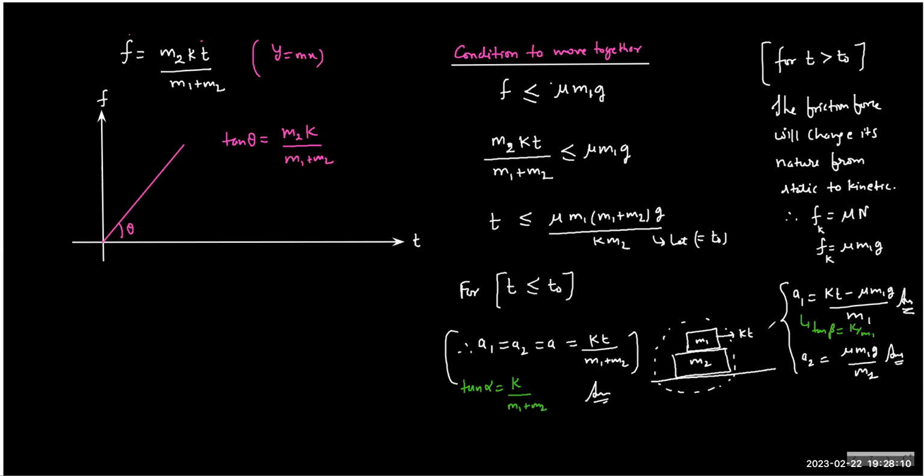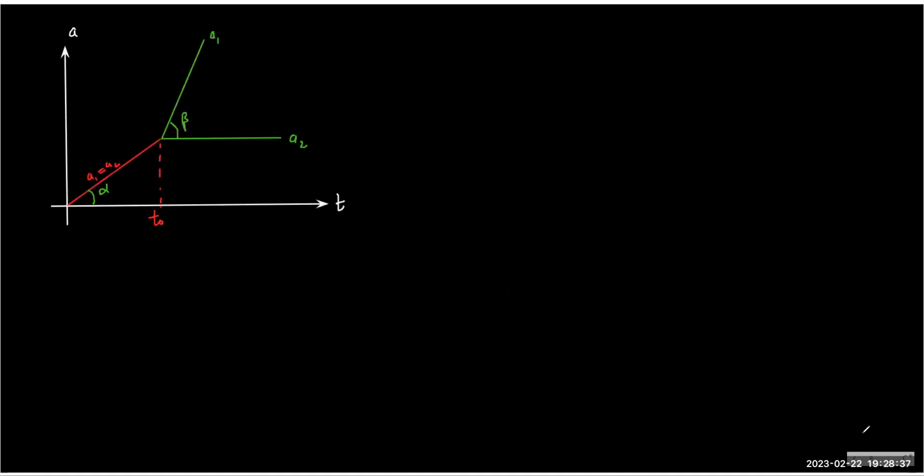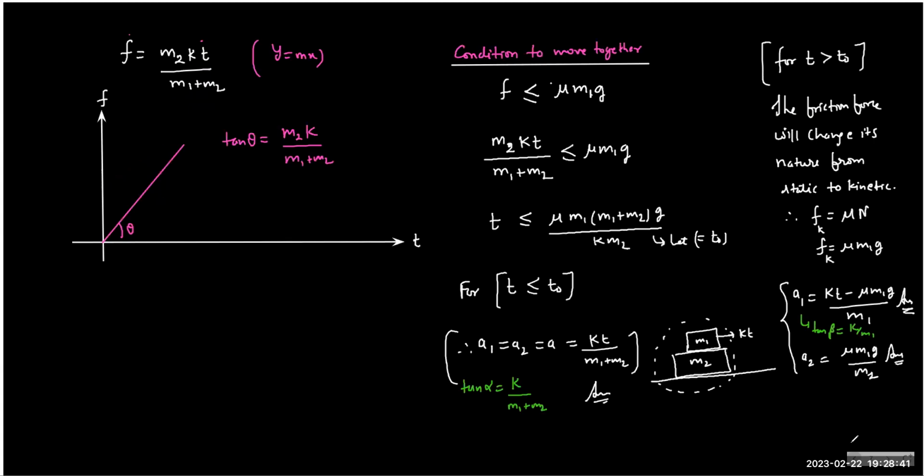And therefore, which one is bigger? K by m1 or k by m1 plus m2? Which one is bigger? K by m1. Which means when they move separately, or you can say relatively, then it will move with greater acceleration than before. Not only value, you can say slope also. So that's why the graph makes sense. And definitely this is not so easy.